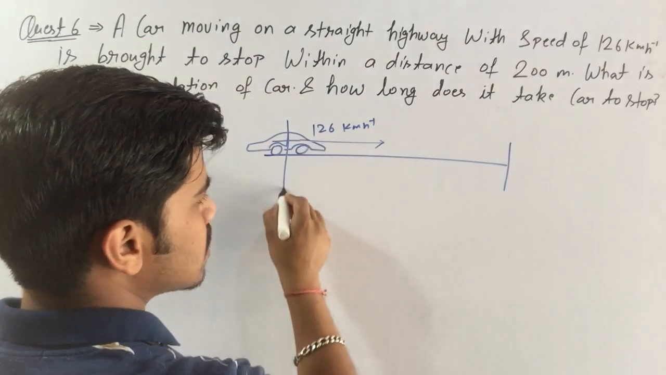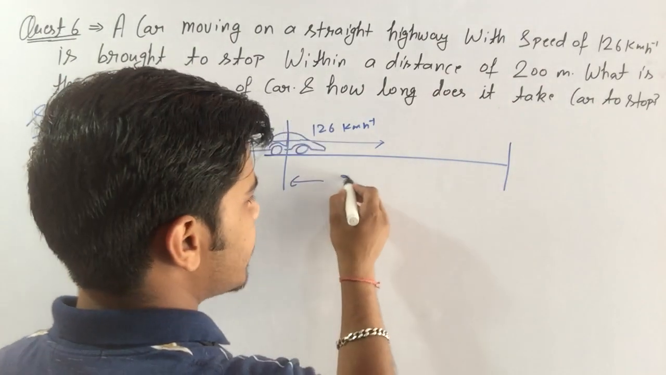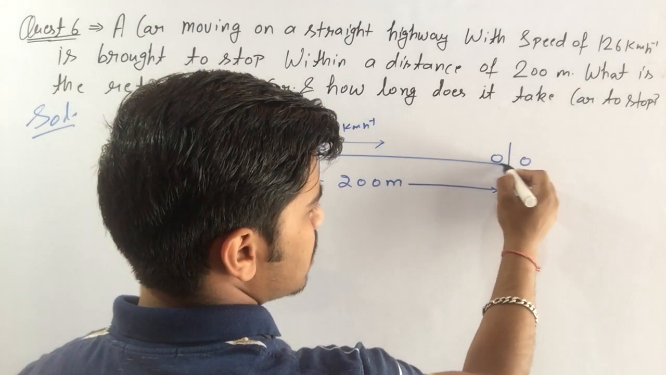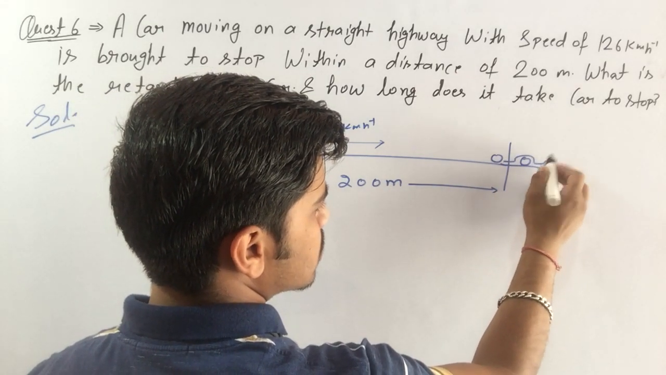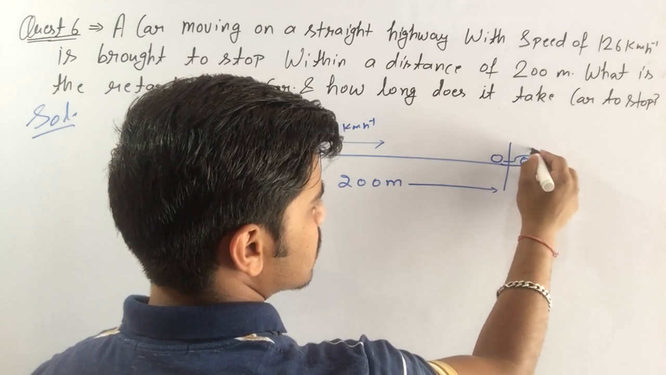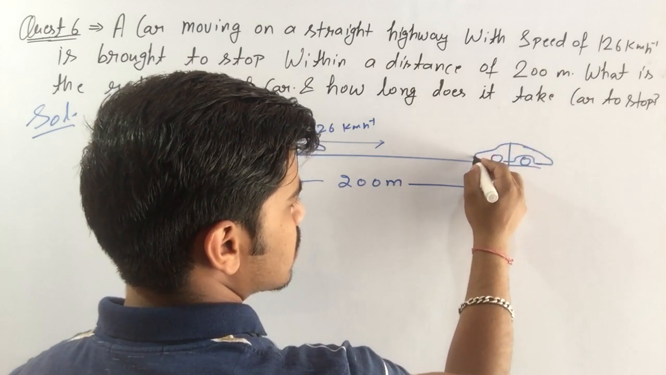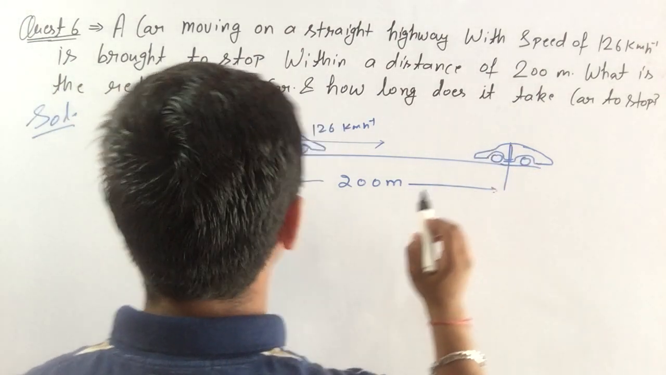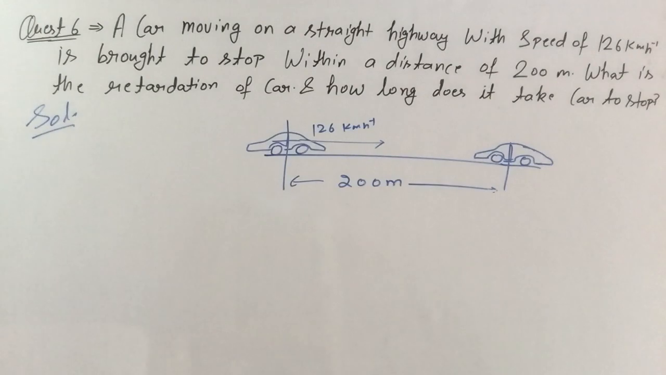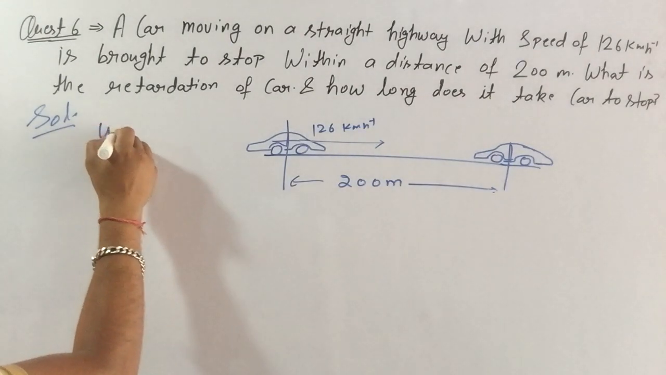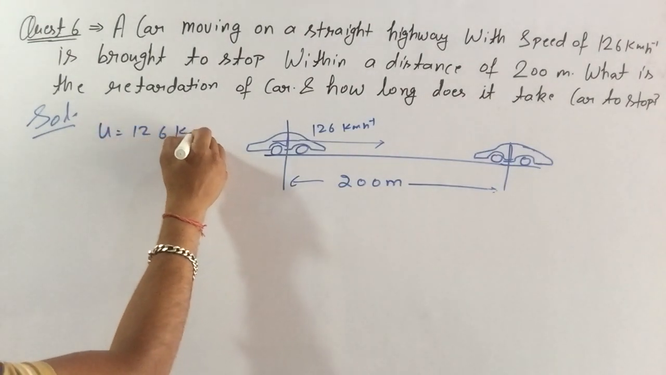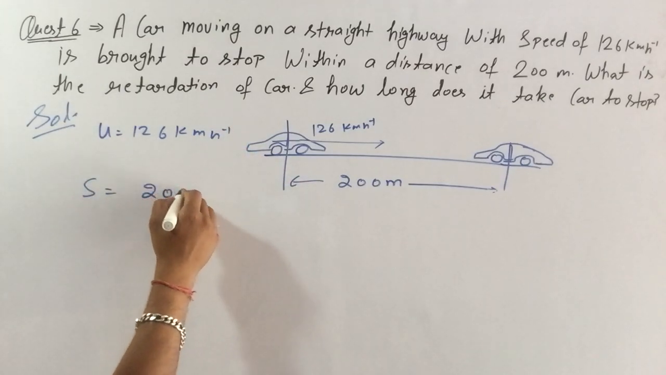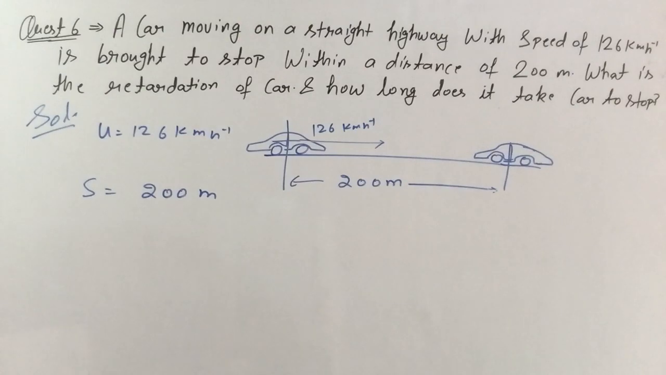In this interval, let us consider this is 200 meters, the car is being stopped. What is the retardation? So we are given the initial velocity of the car, 126 km per hour, and the displacement in which the car has been stopped is 200 meters.